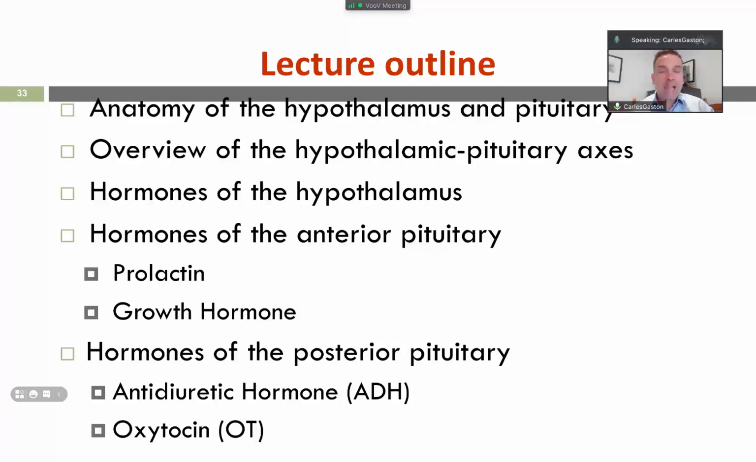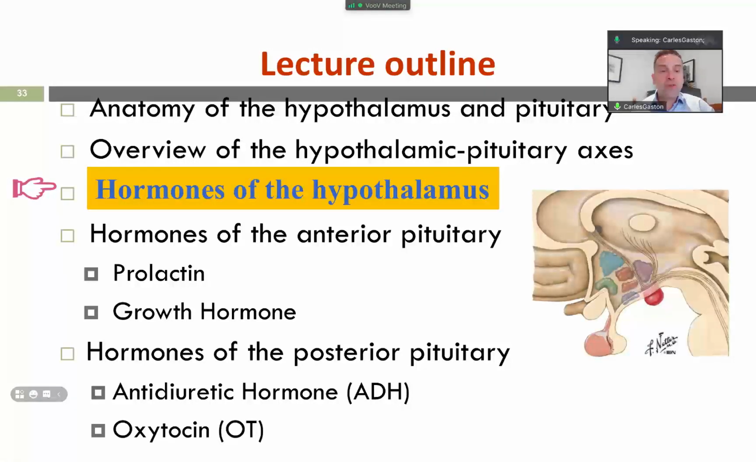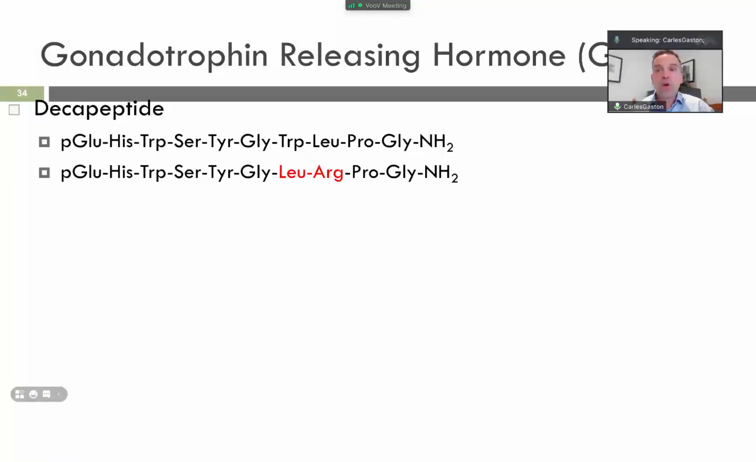So, as an outline of the hormones of the hypothalamus, as I said before, this slide is basically the summary of the whole lecture and is what you need to know. But obviously, you also need to know the function of each specific hormone. So if we start, gonadotrophin releasing hormone, or GnRH, is a decapeptide.